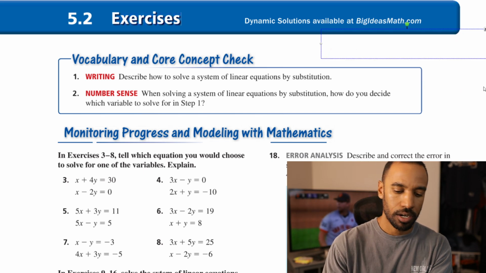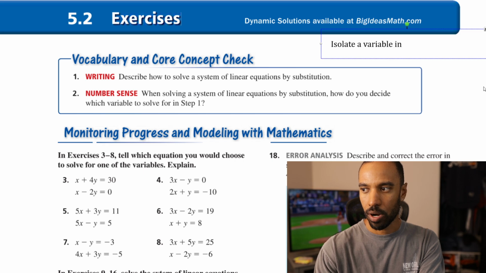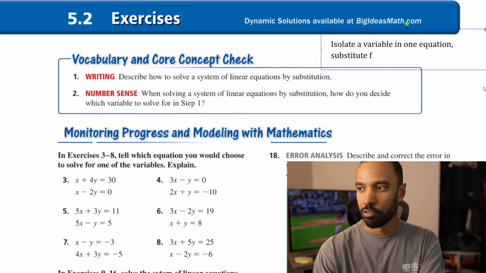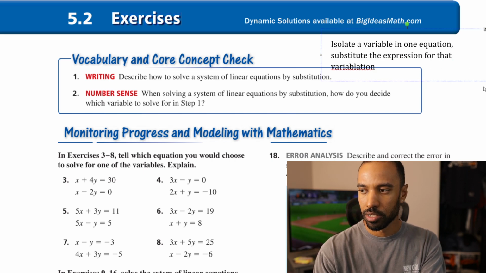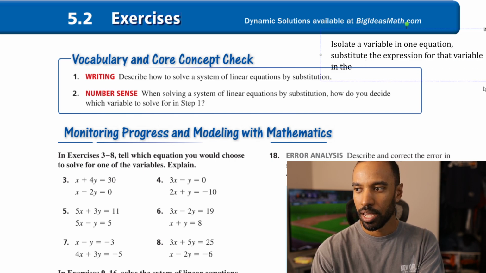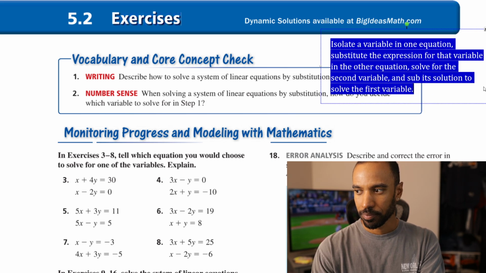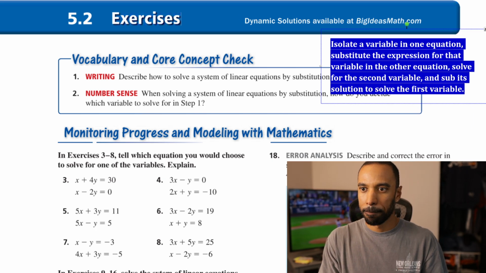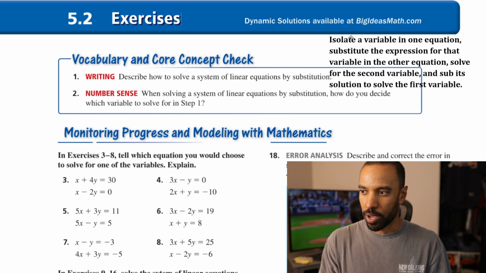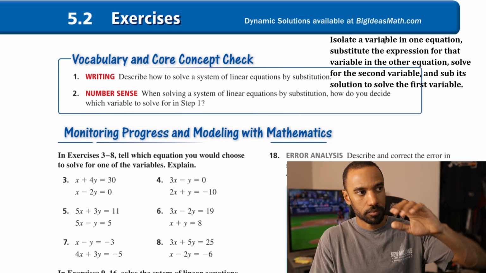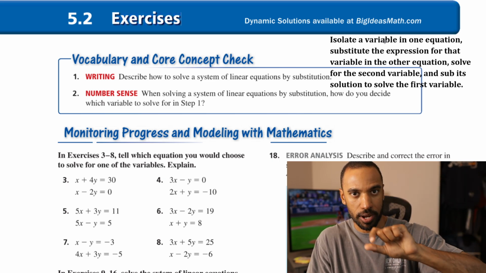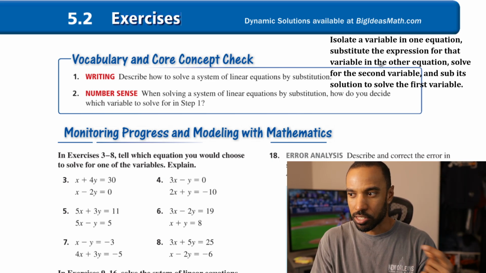Well, I'll write what I can here, but isolate a variable in one equation, substitute the expression for that variable in the other equation, solve for the second variable, and substitute its solution to solve for the first variable. So let's say you isolate x in an equation. You've got to say x equals something with y. Take that expression, substitute it for x in the other equation, so now that other equation has y's in it, solve for y. That's the second variable.